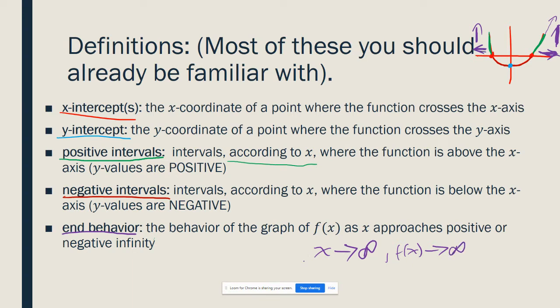Conversely, over here, as x approaches negative infinity, or as x gets really big in the negative direction, this graph is going to keep going up and up and up. So f of x is going to approach positive infinity. So end behavior is just a way of saying, as my x value gets really, really big in the positive direction or in the negative direction, what is my function doing? What is my graph doing? And in this case, my graph is going up and up to infinity.